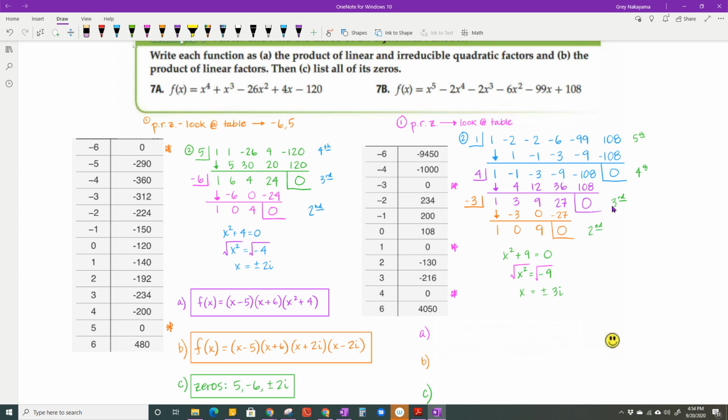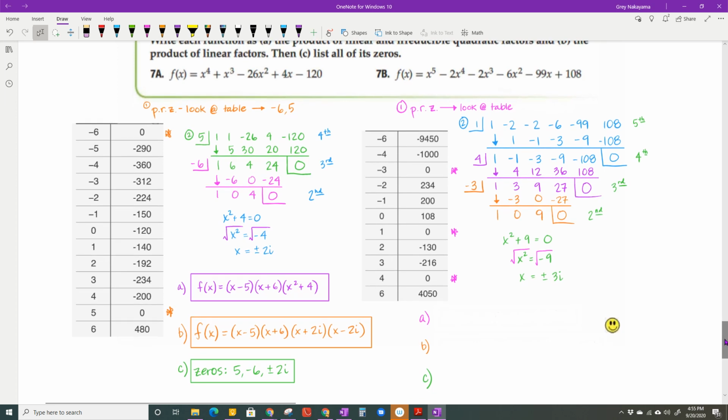So part A, write as a product of linear and irreducible factors. So this is when I'm taking these numbers here to write my factors and this quadratic, because that quadratic does not factor over real numbers. So I'm going to have f of x equals x minus 1, x minus 4, x plus 3, and then x squared plus 9.